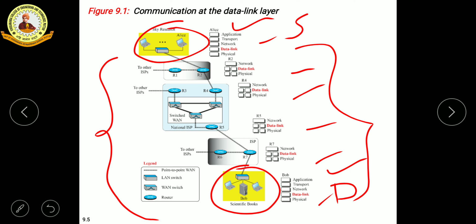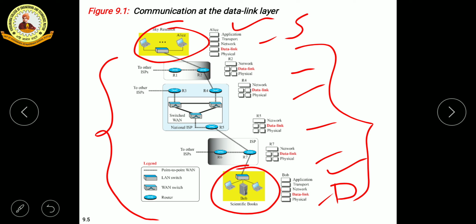It shows the same scenario we discussed in chapter 3, but now we are interested in communication at the data link layer. Communication at the data link layer is made up of 5 separate logical connections between the data link layers in the path.